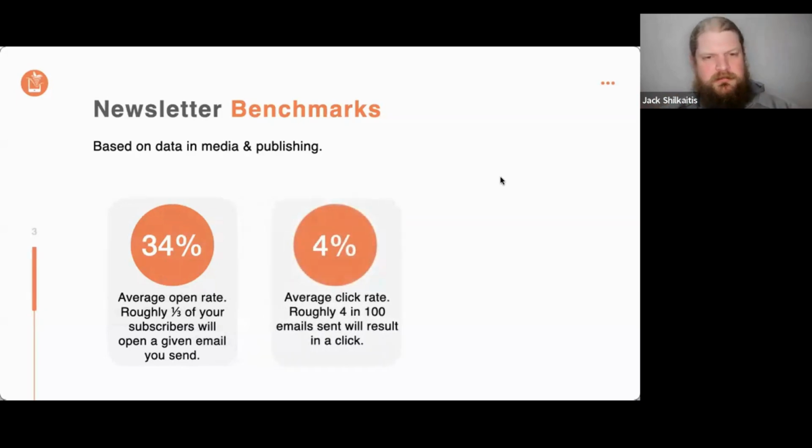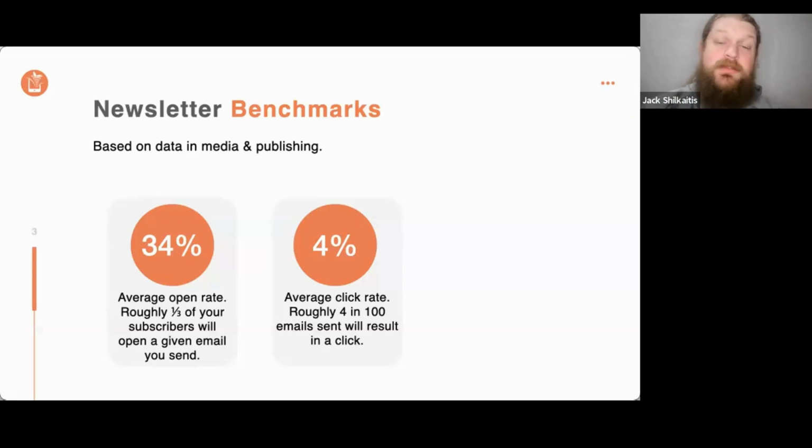Your click rate, the average click rate in media and publishing is about 4%. So that means roughly 4 in 100 emails that get sent will result in a click. So you send 100 emails, 34 people open them, 4 people wind up clicking. That's the way to look at it. That's the way to see it.